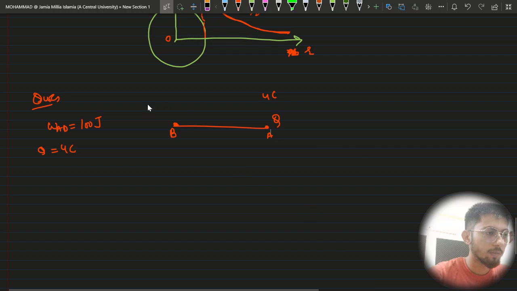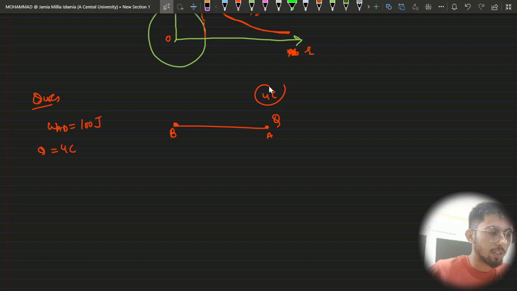There is 100 joule of work done in moving a charge of 4 coulomb from A to B, and the potential at this point A is VA, which is minus 10 volt. We need to find the potential of this point B. So how do we do this? We will use the potential work relation.